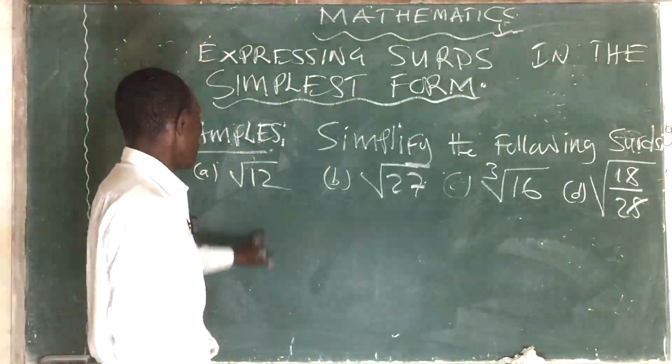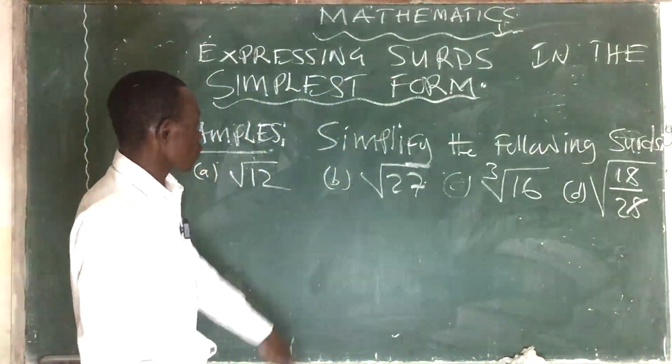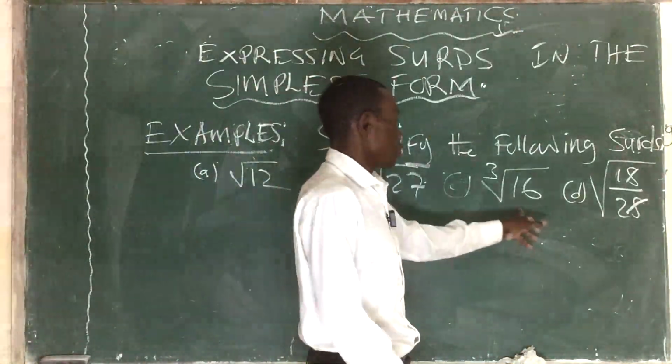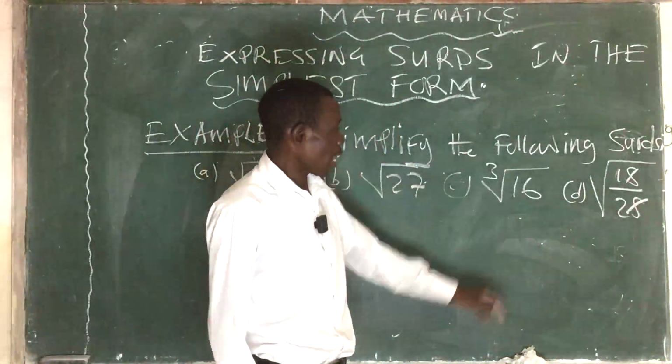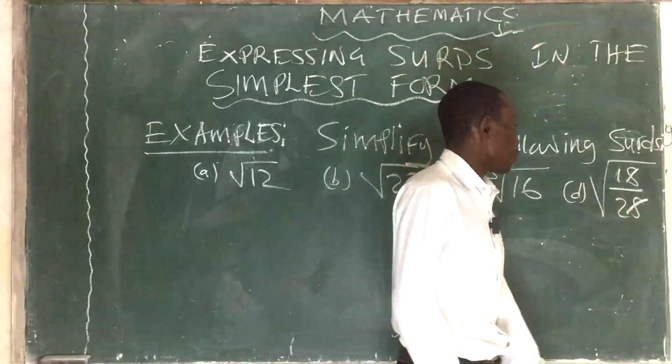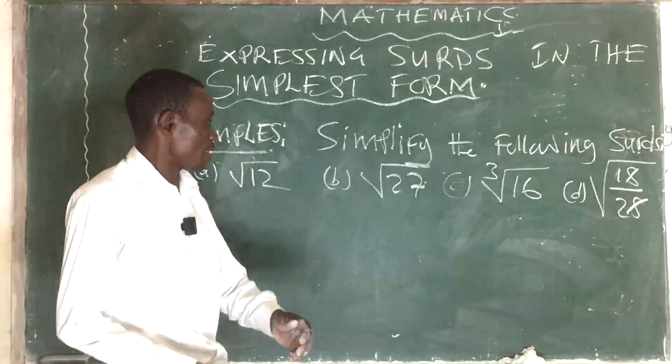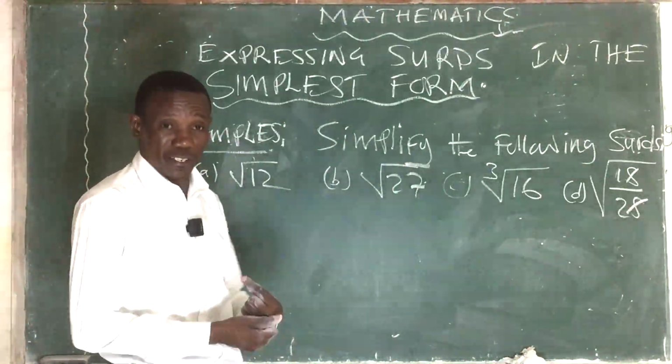It's not easy for you to get the square root of 12. It's not direct again to get the square root of 27. You can't get the cube root of 16 directly, and you cannot take the square root of 18 over 24 directly. So all the terms or expressions which are there are defined as such.